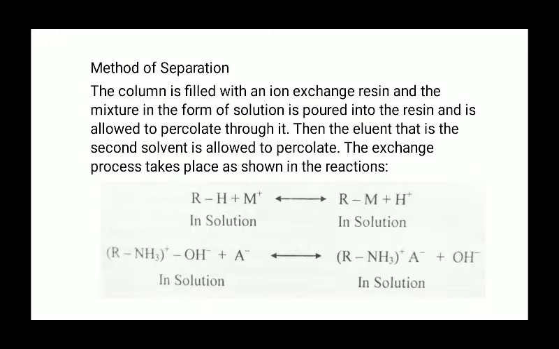The column is filled with an ion exchange resin and the mixture in the form of a solution is poured onto the resin and is allowed to percolate through it. Then the eluent, that is the second solvent, is allowed to percolate. The exchange process takes place, which is shown in this reaction: RH plus M plus is equal to RM plus H plus. M plus is the ion from the solution and it is exchanged with H plus of the resin.